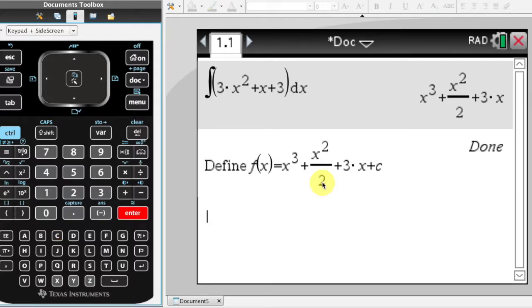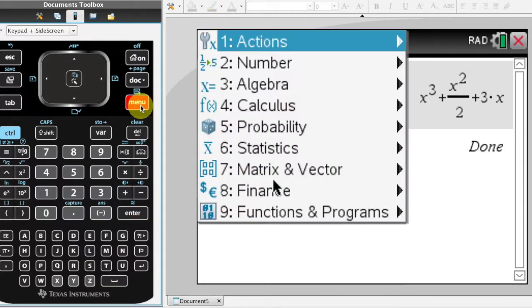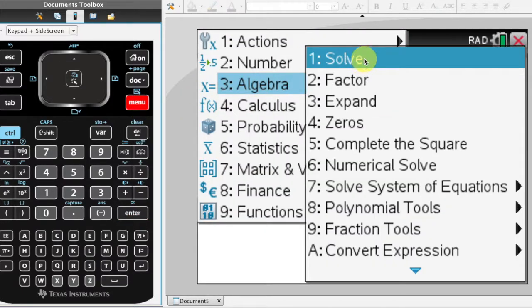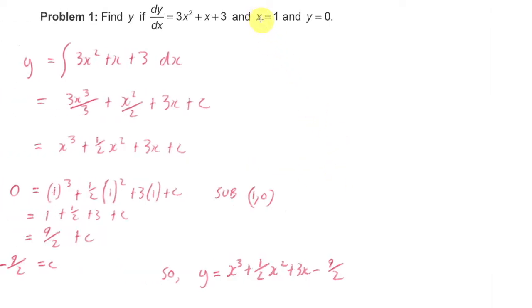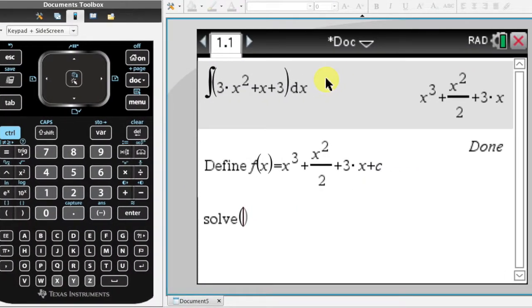So now it's defined. I want to solve for c. So I'm going to go menu, algebra, and solve. And I'm interested where f of 1 is equal to 0. So that's based on this fact here. We know that when x is equal to 1, y is equal to 0. So we've got f of 1 is going to equal 0. And instead of solving for x, which is what we usually do with our solve function, we're solving for c.